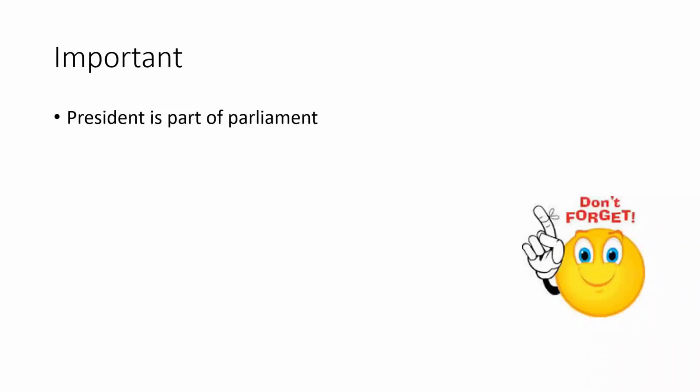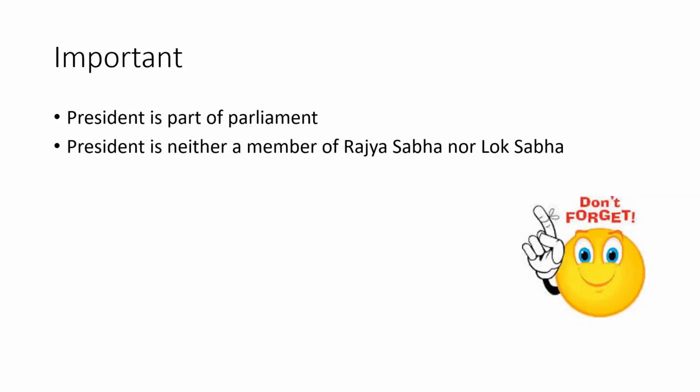Then a question might arise in your mind: why is he an integral part of parliament when he is not a member of either of the houses? The answer is that the approval or the assent of the president is needed when the Lok Sabha and Rajya Sabha do any legislative work. Therefore, he is an integral part of the parliament, but he is not a member of any of the houses. This question always occurs in exams to confuse you. So keep in mind that he is an integral part of the parliament. He is not a member of the houses.